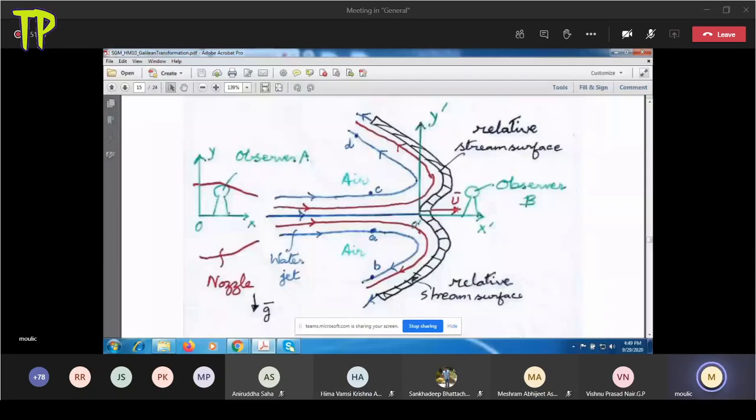Then u is 0. Okay, when u is 0, the bucket is not moving. So observer B and observer A will see the same streamline pattern. In that case, this will not be a relative streamline, but an absolute streamline. Then you can apply Bernoulli's equation between A and B, these being points on the same streamline.